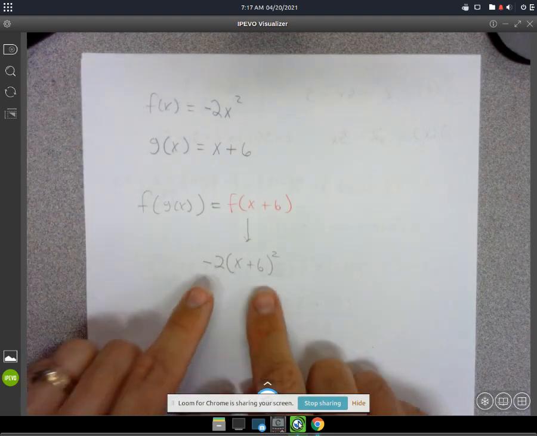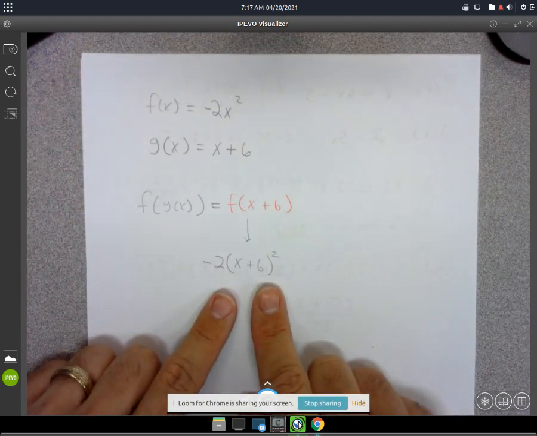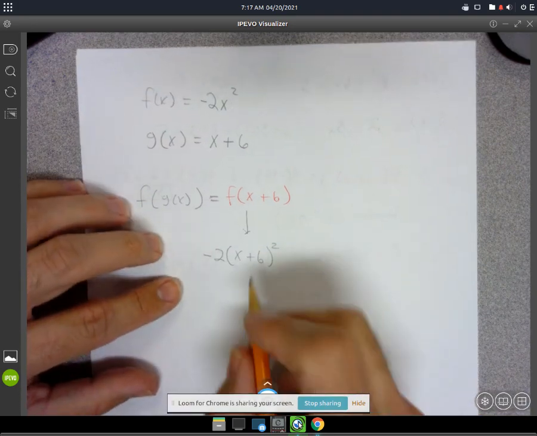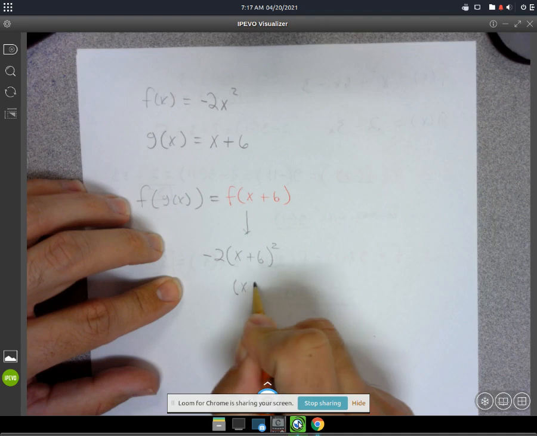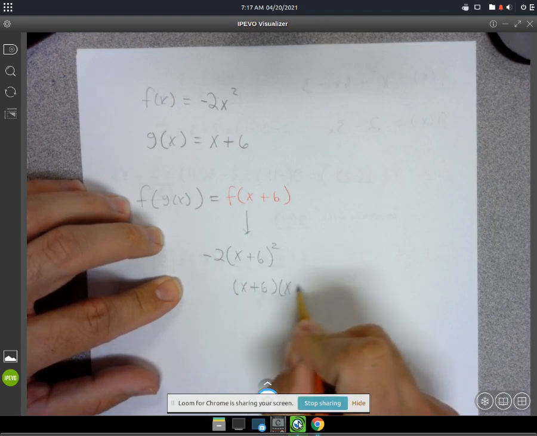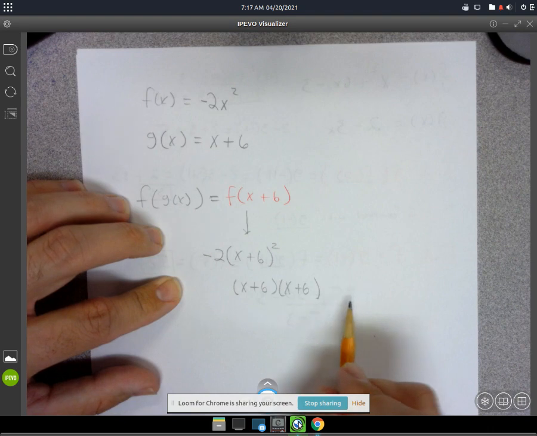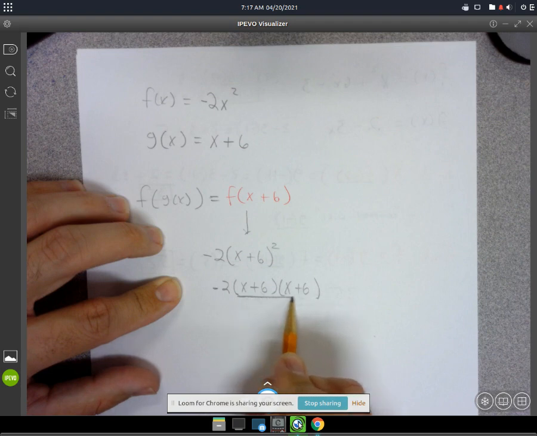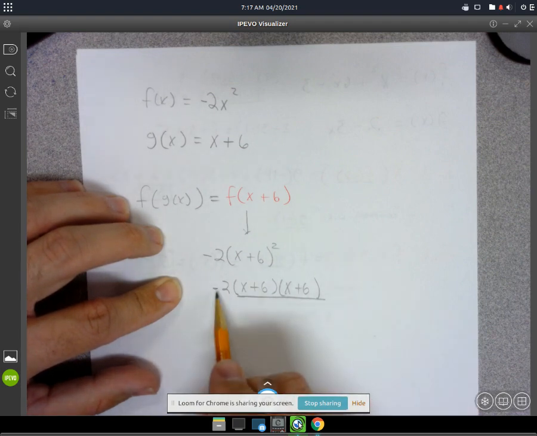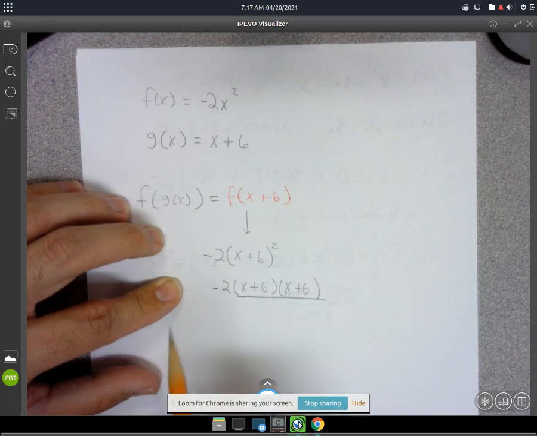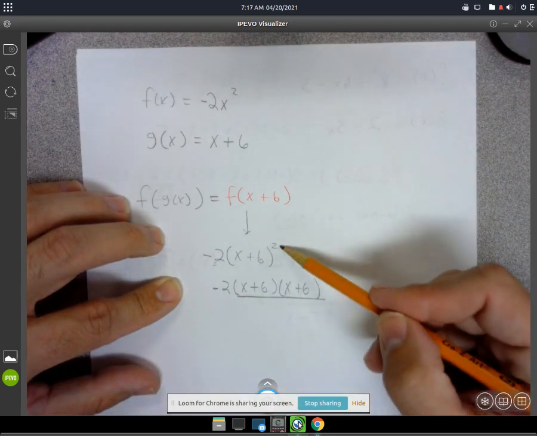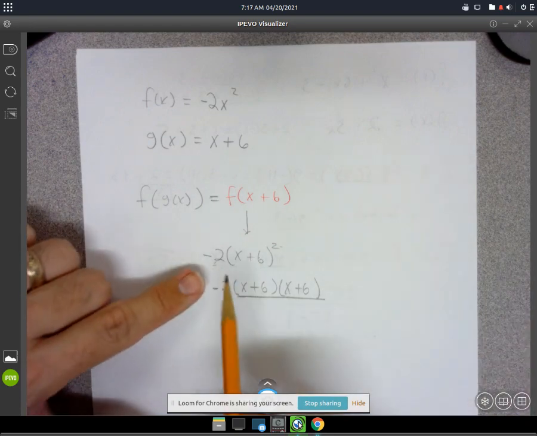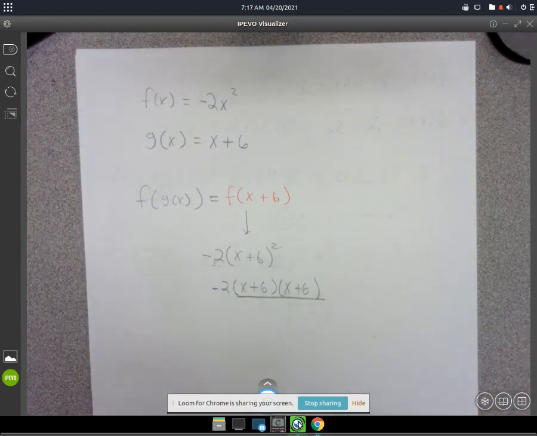Okay. I just want to remind you guys how you would work this out. What you would do is you would have to do x plus 6 times x plus 6. You would work that out completely and then take that answer and distribute the negative 2 inside. I know a lot of us always want to take the negative 2 and put it in the parentheses and then square it, but you have to do exponents before you multiply. Like order of operations type thing.